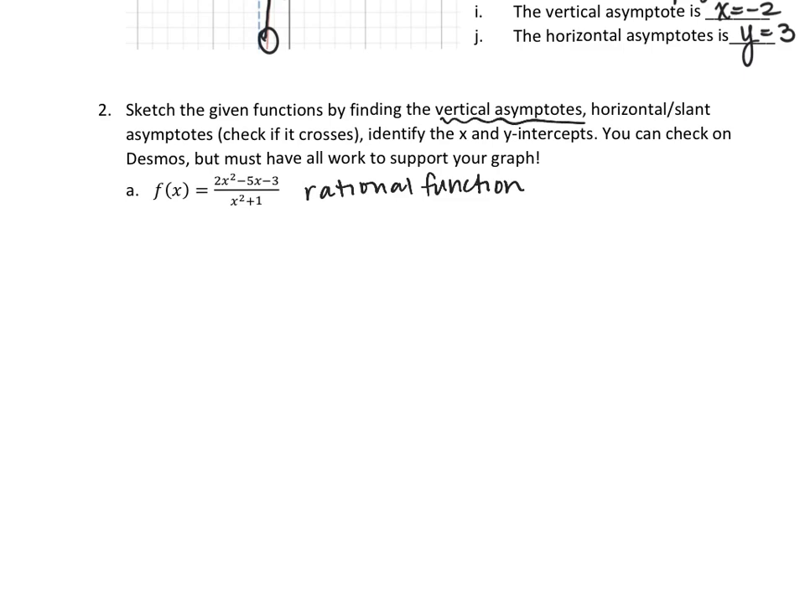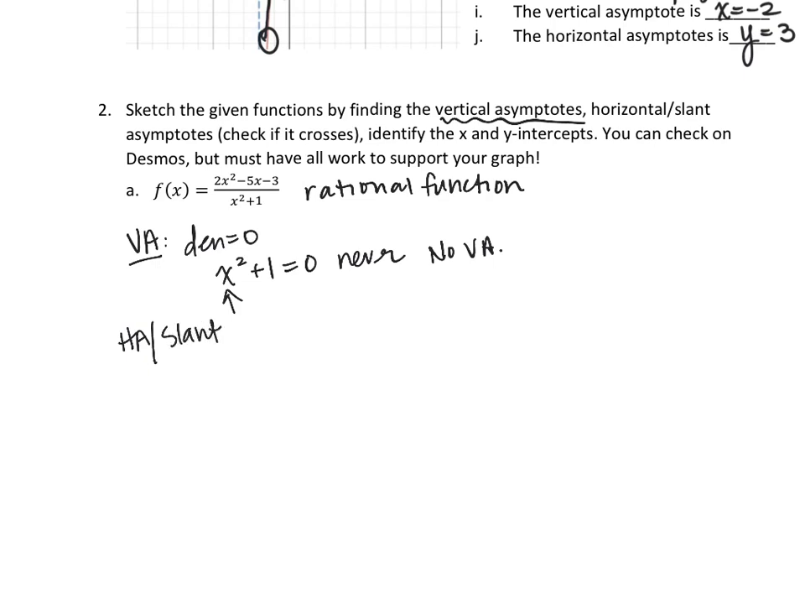So the first thing we want to check for is the vertical asymptotes. That's when our denominator equals 0, because we're undefined. So we're trying to see, when does x squared plus 1 equal 0? Well, that's never. There's no x value that we could put in there to make that 0, so there are no vertical asymptotes.